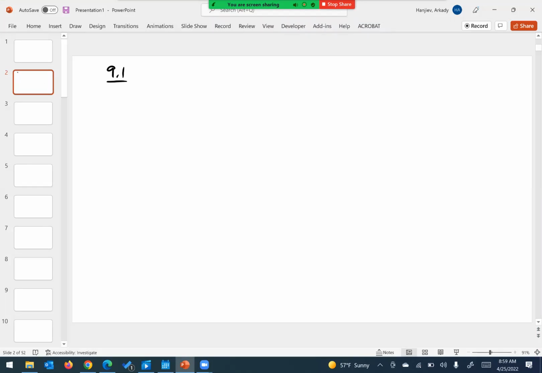91, 50. No, what is it? 51? Yes, 51. Any others from 9.1? We're going to get to that one quick, and then 9.2. 51 says, write the first 5 terms of the sequence, defined recursively.